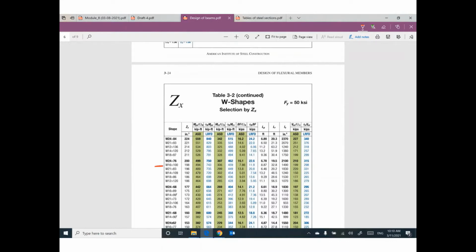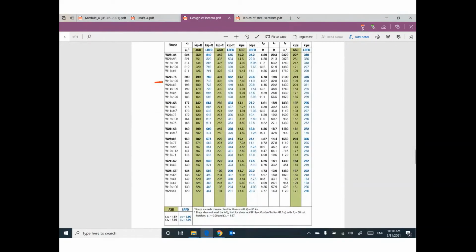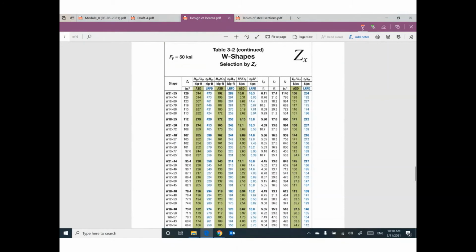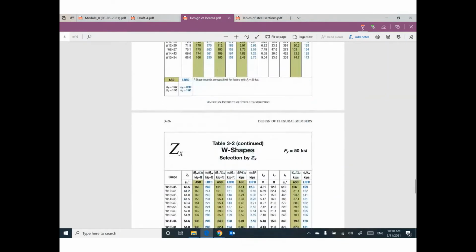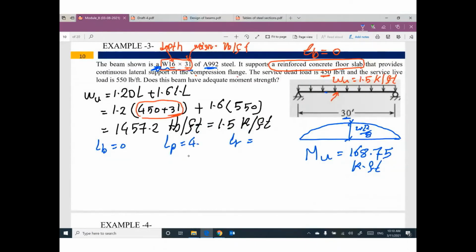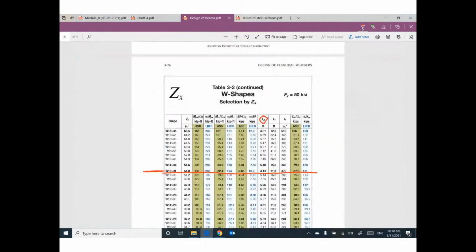I have here 16, but times 31. 16 times 31, almost. There you go. 16 times 31. What is the value of LP? 4.13. What is the value of LR? 11.8.